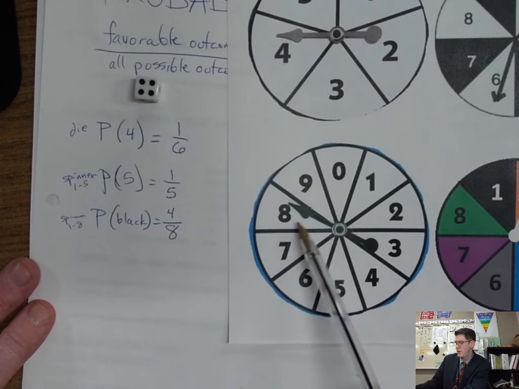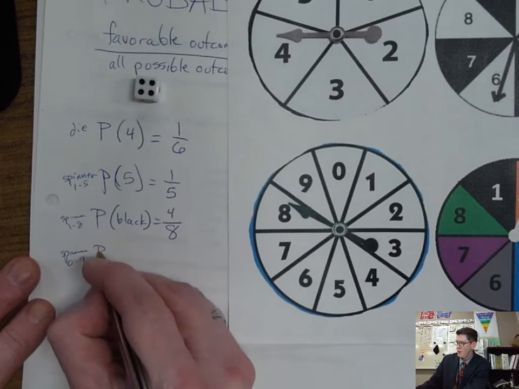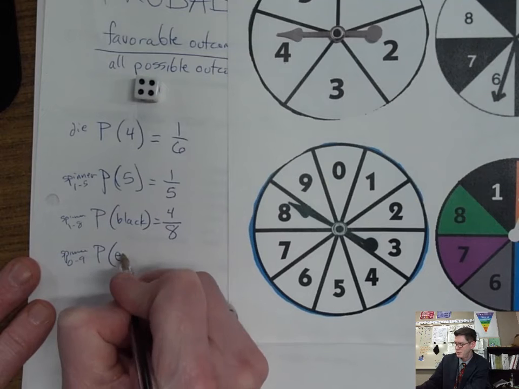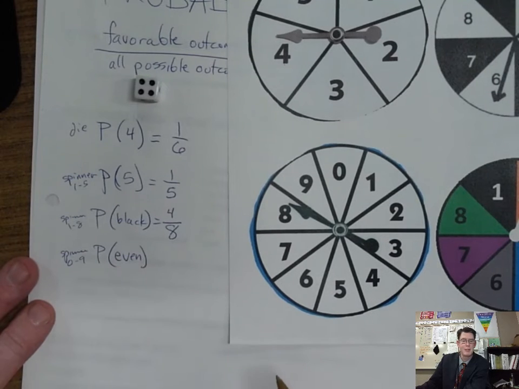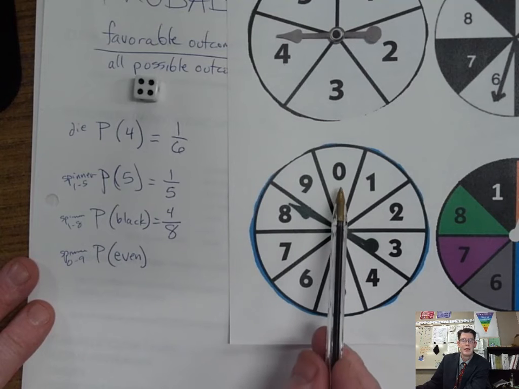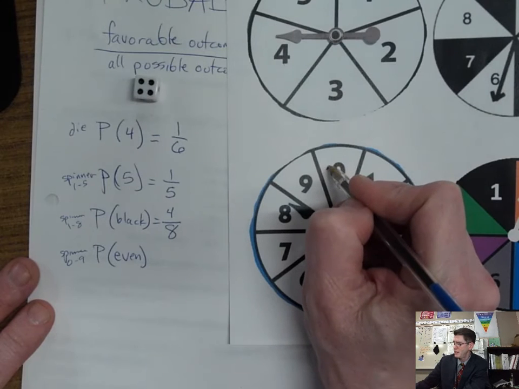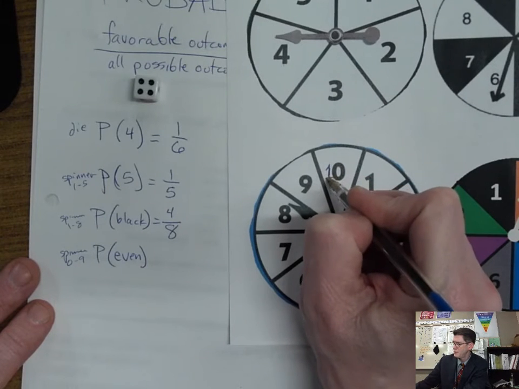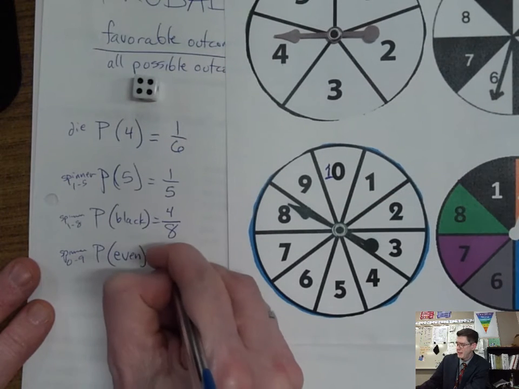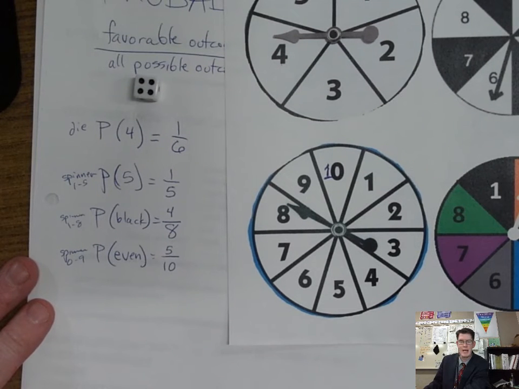What about on this one, this spinner 0 through 9? What's the probability of rolling, what should I say, should I do an even number? An even number. I would count up the number of even numbers. There's 2, 4, 6, 8, and I can include 0. Let's say that I want to consider that a 10 so that it's not a 0 spot. So there's 5 even numbers out of 10 total sections.